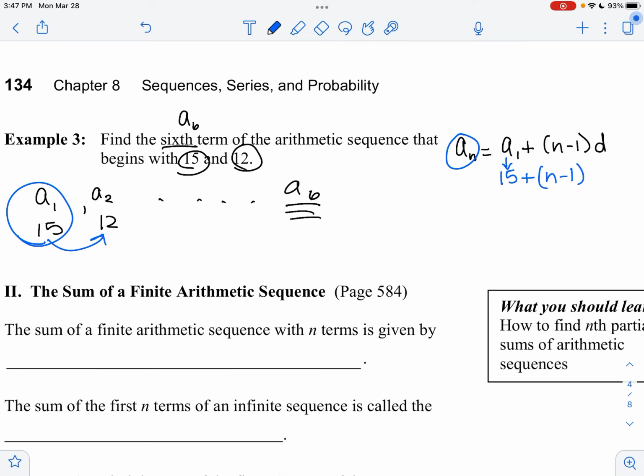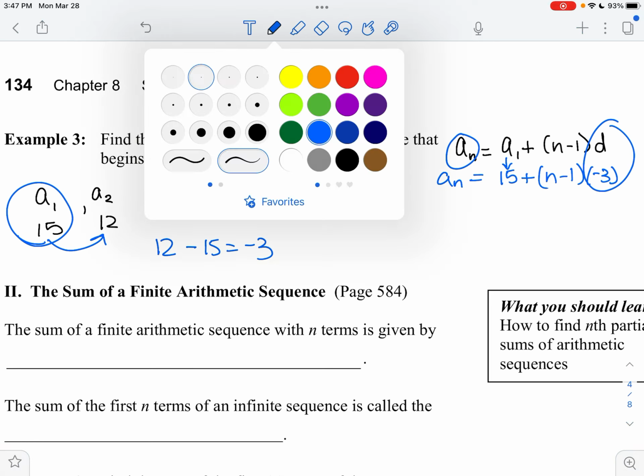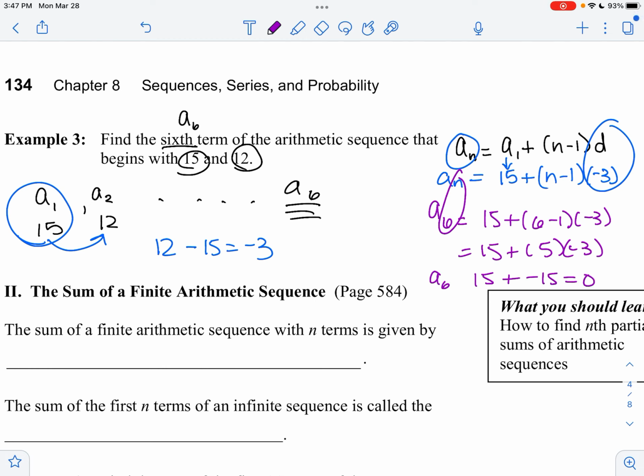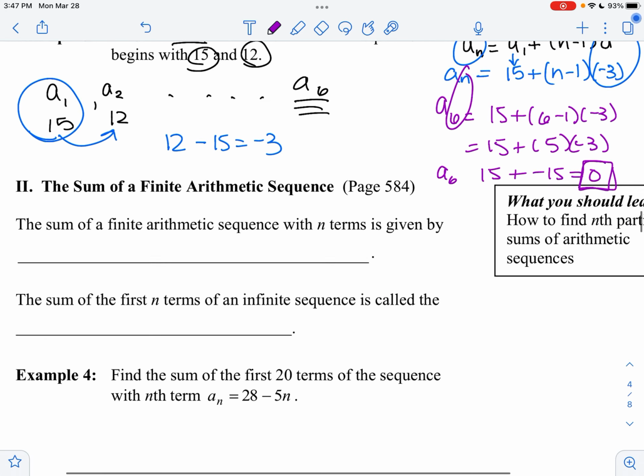We know our common difference: if we take the second term and subtract our first term, the common difference is going to be -3. Plug that in right here. Instead of finding the nth term, we want the 6th term. So when n equals 6, we say 15 plus 6 minus 1 times -3. Simplify that, we get 5 times -3. 15 plus -15 is 0. So our 6th term is 0.